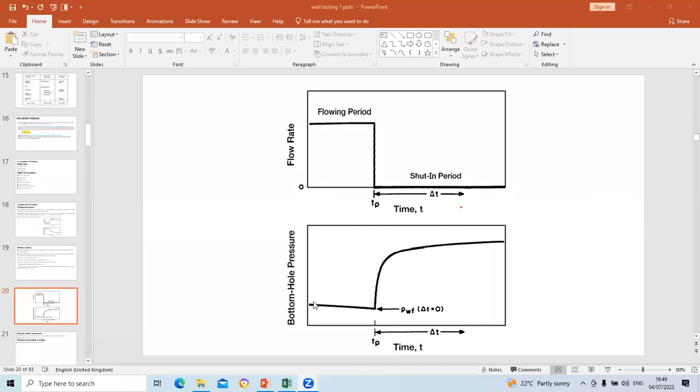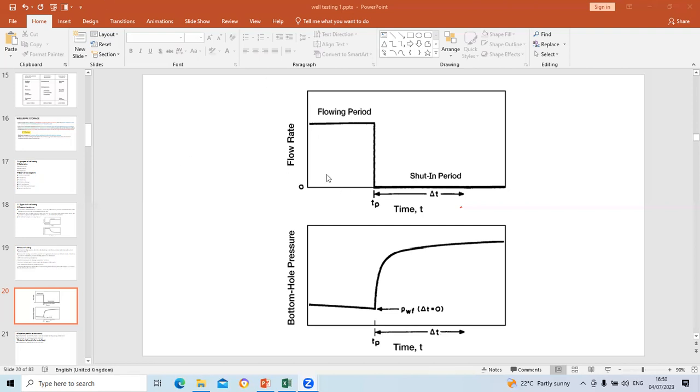So during the production, as you're producing at constant rate, the reservoir pressure is changing, but changing very slightly. When you now shut down the well, the bottom hole pressure is building up because more and more fluid is leaving the reservoir and entering into the borehole, and then the pressure is building up in the borehole. That's why we talk of pressure build up.